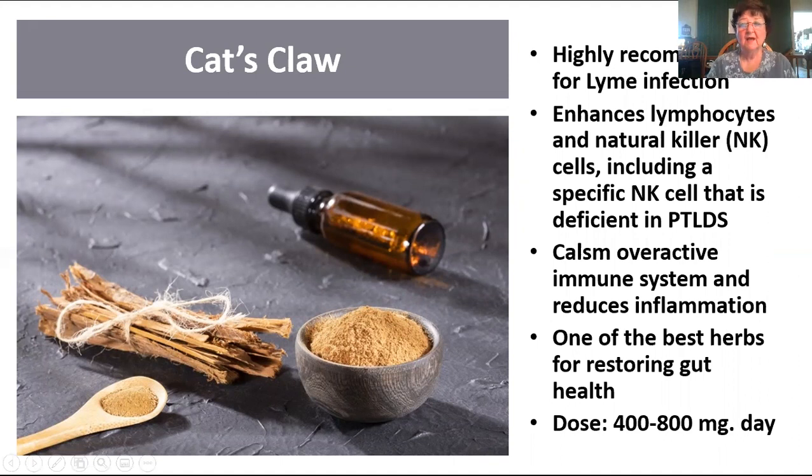It enhances the lymphocytes and natural killer cells, including a specific natural killer cell that is deficient in PTLDS. So it calms an overactive immune system and reduces inflammation, and it's one of the best herbs for restoring the gut. The doses that are usually recommended are between 400 and 800 milligrams daily.